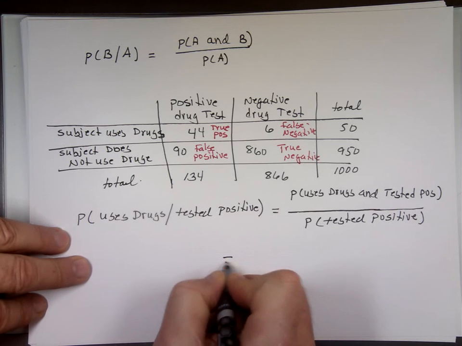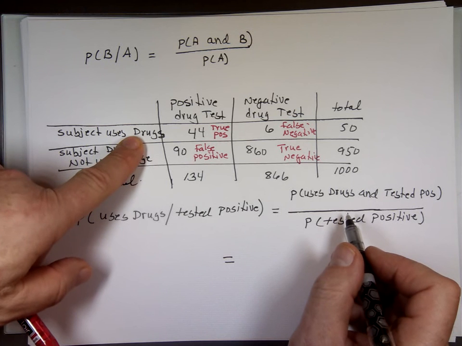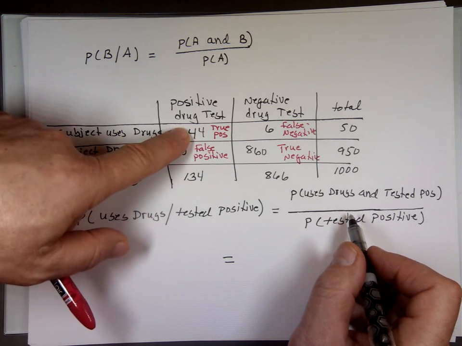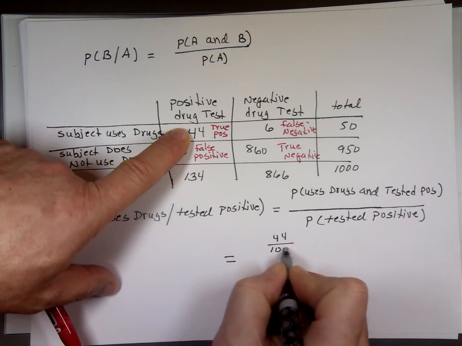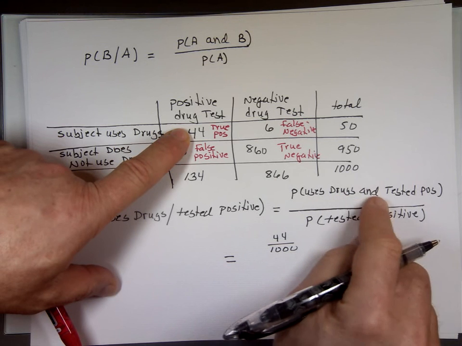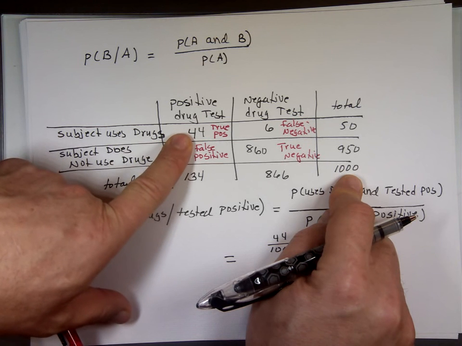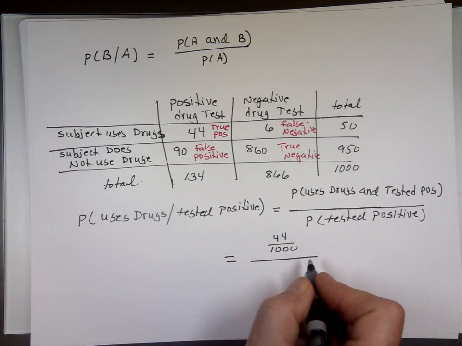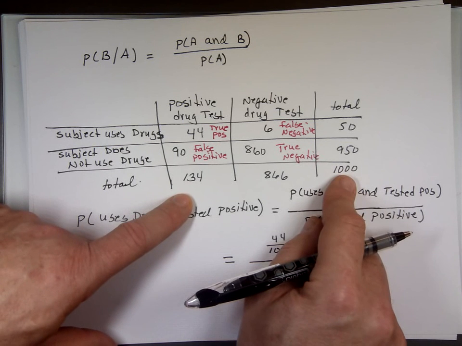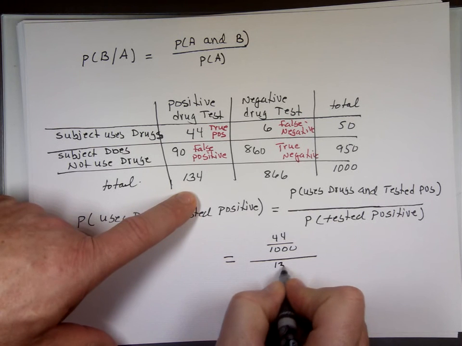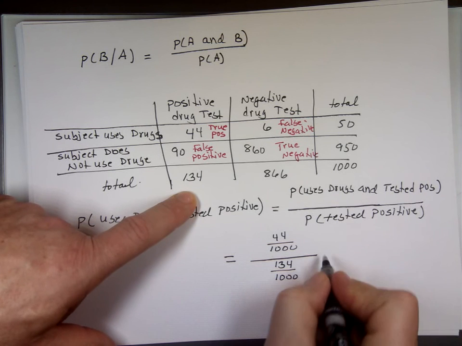So uses drugs and tested positive. Here we go. Person uses drugs and tested positive is how many? 44 out of what? 134. Well, as of now, out of 1,000. I'm just saying, what's the chance the person uses drugs and tested positive? How many of these 1,000 people use drugs and tested positive? 44. Divided by tested positive. How many people tested positive out of the 1,000? So it's 134 out of 1,000. So what happens to 1,000? Mathematically, that will disappear. You end up with 44 over 134.